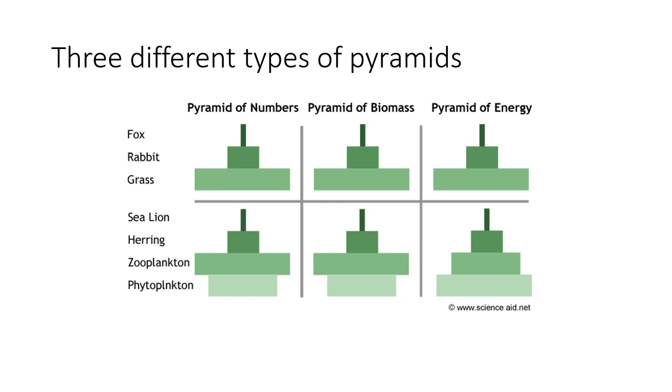Then you have the pyramid of biomass, so how much biomass there is of it. Very similar for both, very similar for pyramids of numbers and pyramids of biomass. Then we get the pyramid of energy. And the grass, while it's getting only 1% of the sun's energy, has a lot more energy than the fox or the rabbit. So the fox needs to eat a lot of rabbits, and the rabbits need to eat a lot of grass to get the same energy.